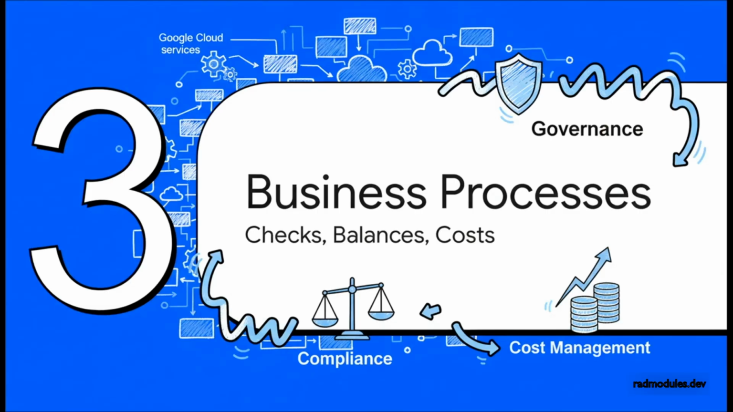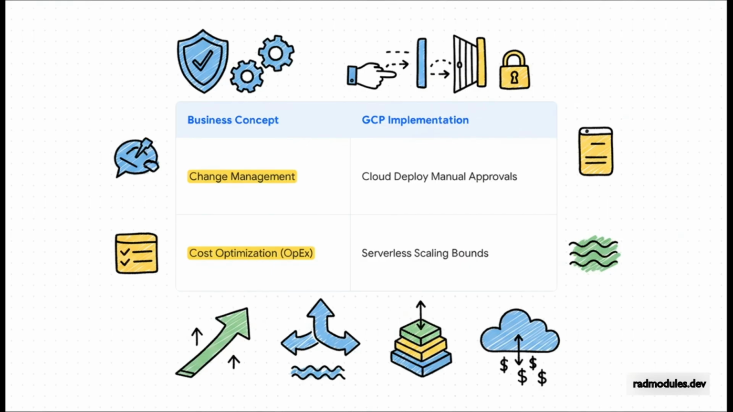Okay, we've totally nailed the technical pipeline, but now we gotta shift gears, because Section 4 isn't just about tech. It's about layering in those crucial business needs, things like governance, compliance, and of course, managing costs. And guess what? Just like before, GCP has specific tools for these business problems. So for the exam, if a question mentions change management or audits, your mind should jump to the manual approval gates in Cloud Deploy. If it talks about optimizing operational expenses, OpEx, you should be thinking about the power of serverless scaling in services like Cloud Run.